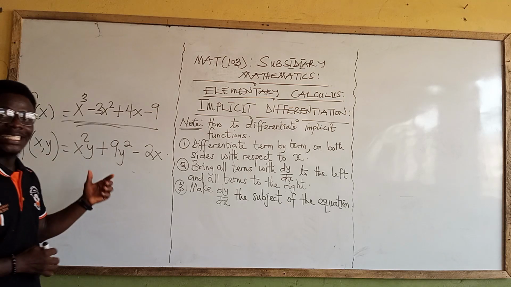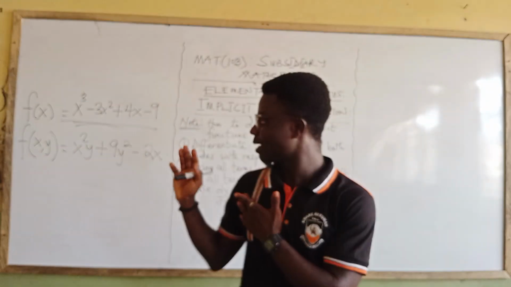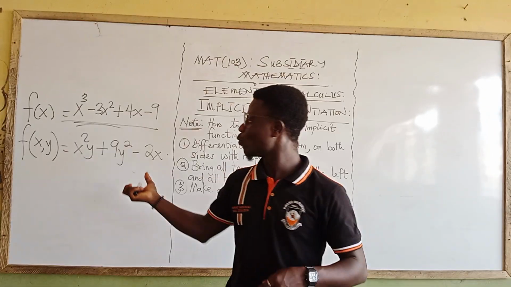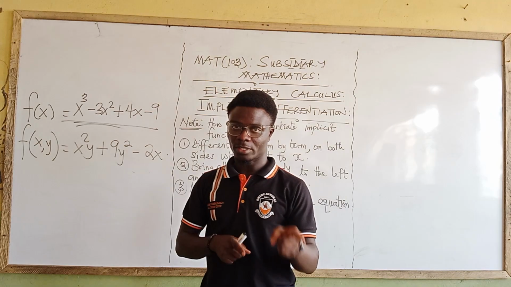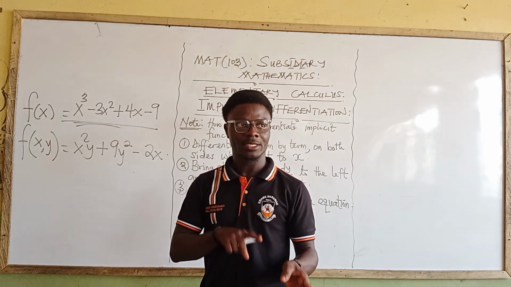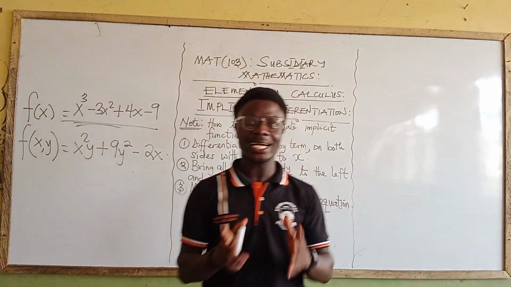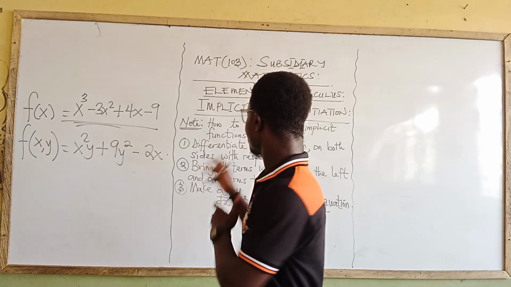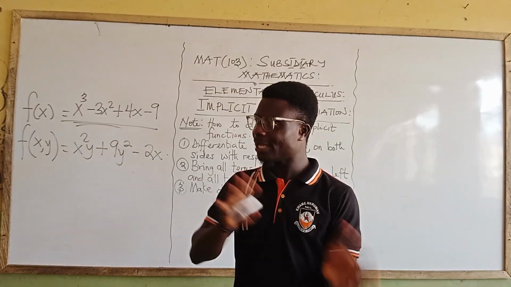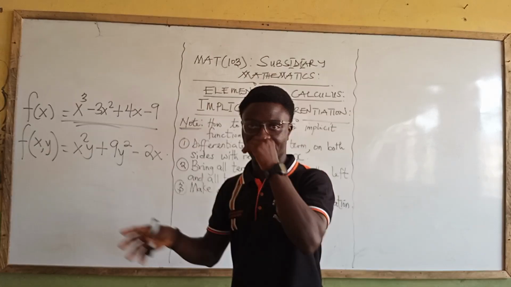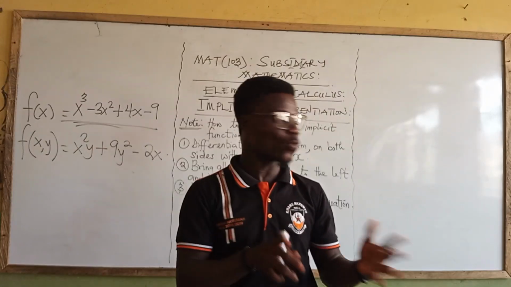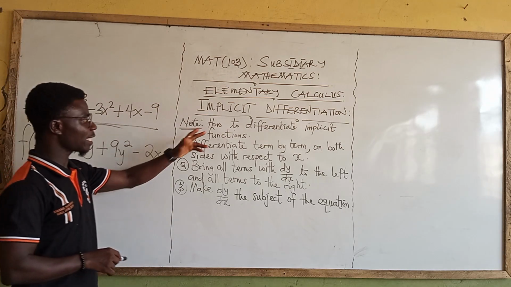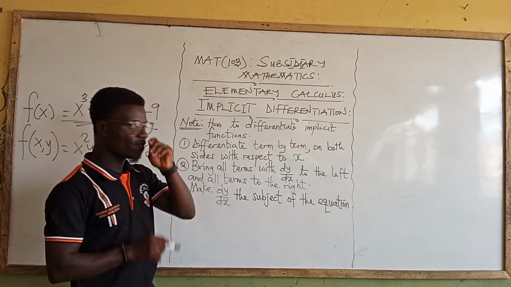This one is not in terms of x alone. It's in terms of x and y. So it means that we have two variables here. So this is an implicit differentiation. Now we are coming to try our hands on how to differentiate implicitly, right? The other time we were differentiating explicitly. So we want to differentiate implicitly. So now we have notes on how to differentiate implicit functions.